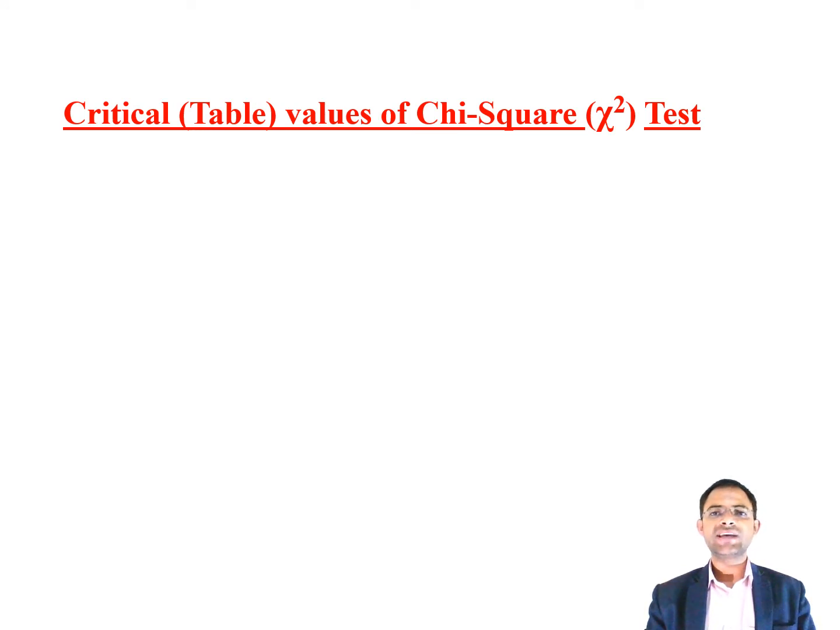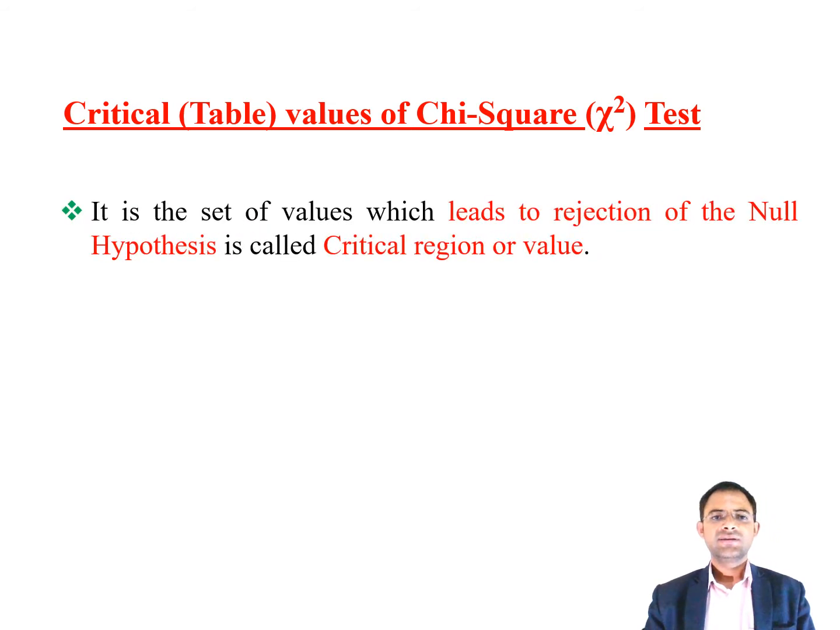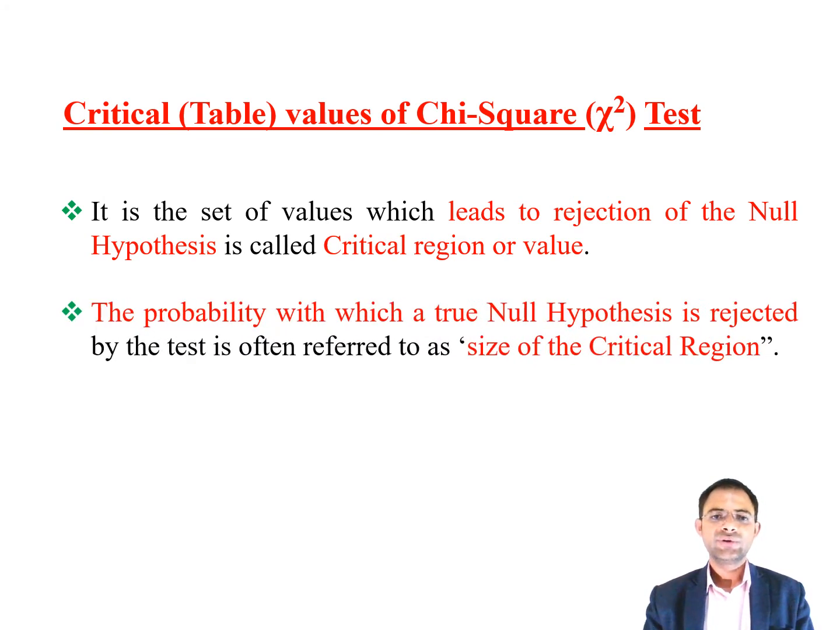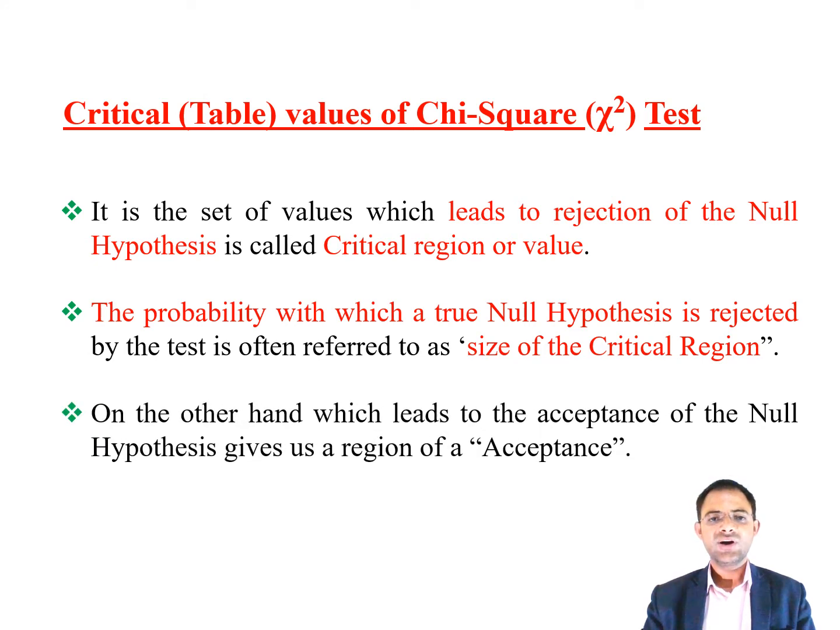The critical value separates the region of rejection from the region of acceptance. The set of values which leads to rejection of the null hypothesis is called the critical region or value. The probability with which a true null hypothesis is rejected by the test is often referred to as the size of the critical region. On the other hand, the set which leads to the acceptance of the null hypothesis gives us a region of acceptance.